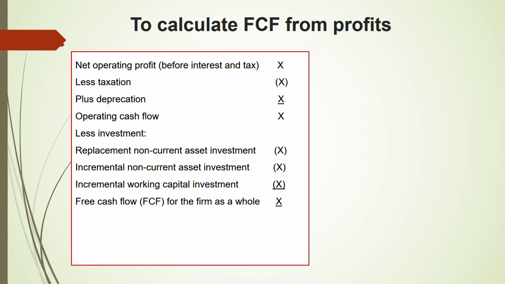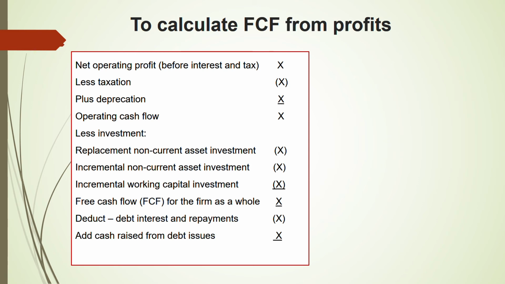Then you have to deduct your debt, interest, and repayment. Remember, this is free cash flow to firm as a whole. You want to find the value of the company, free cash flow to equity. So you have to deduct your debt, interest, and repayment also, and then you have to add any cash that is raised from debt issues. Sometimes it happens. If you have taken a long-term loan, then you have to add it because that is cash raised. Your cash is increasing from it. Then what is left is known as free cash flow to equity.